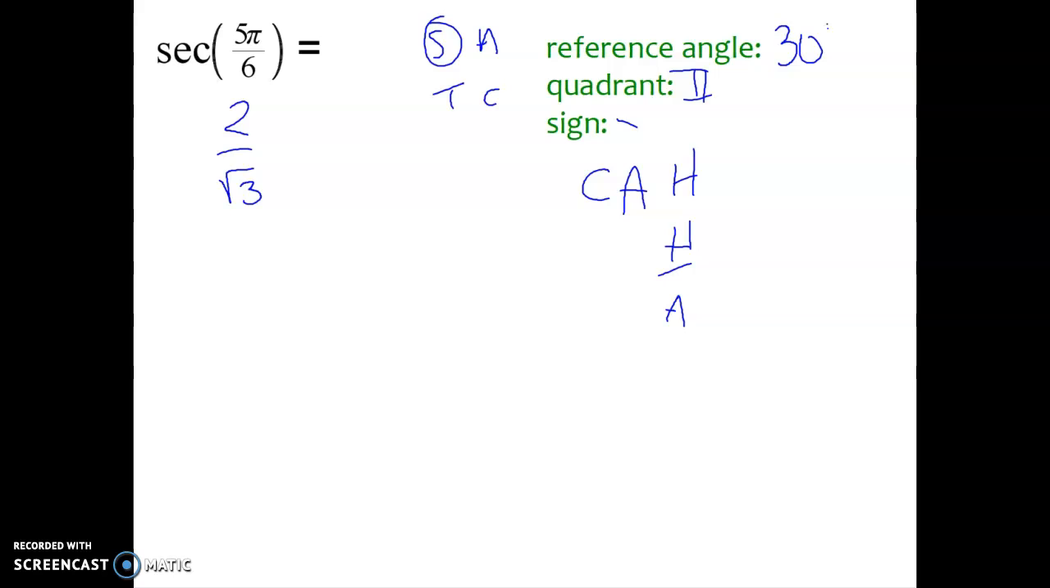To rationalize this, I'm going to multiply by square root of 3 on the top and the bottom. So I'm going to get 2 square root of 3 over 3. Remember, in the denominator, square root of 3 times square root of 3 is 3. And the sign, I need to go back, and this is going to be a negative because cosine and secant in the second quadrant are negative. So my final answer, negative 2 square root of 3 over 3.